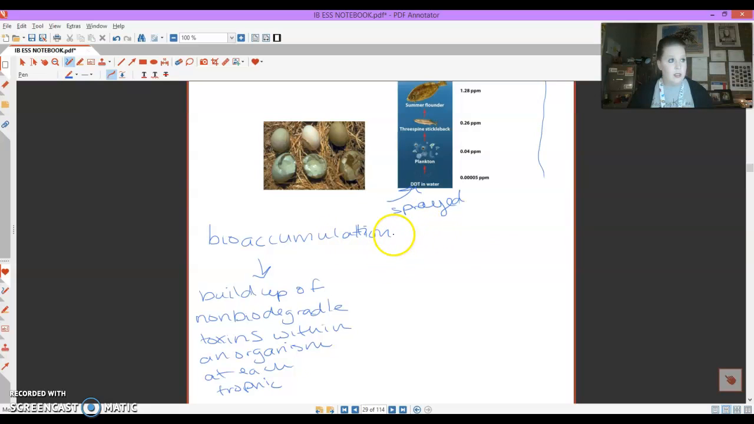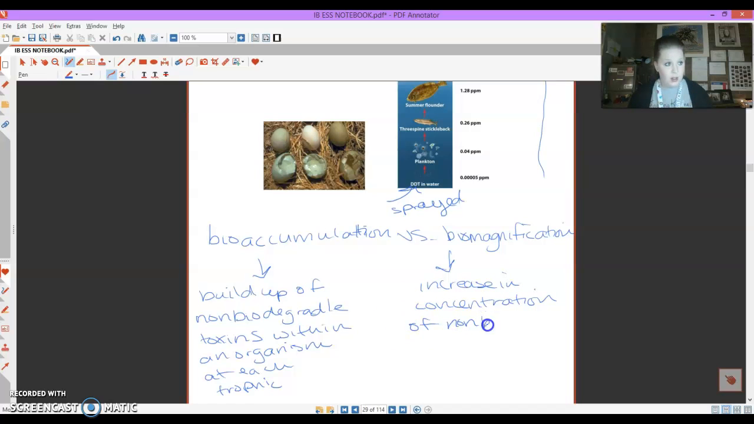And that's what causes, versus biomagnification. Okay? Biomagnification is the increase in concentration of non-biodegradable toxins in a food chain. Okay, this refers to numbers getting bigger. This refers to it not being able to be excreted out of cells. It just stays in the cells.